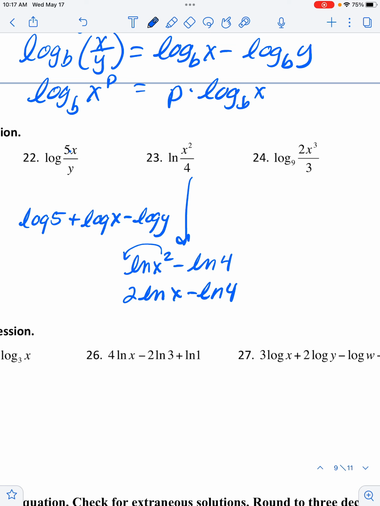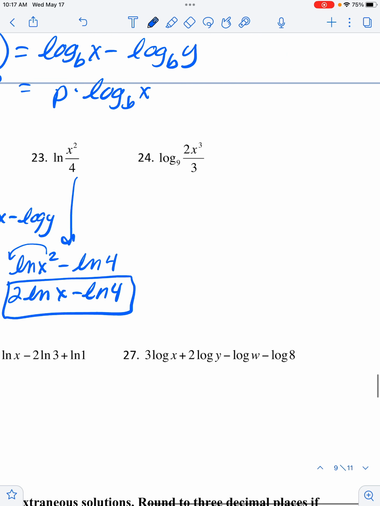So now I am expanding, so I'm done because my powers are out in front and I'm good to go. This last one, I have a lot going on. I have 2 times x cubed over 3, and they're all base 9. So log base 9 of 2. These are both on top, so then log base 9 x cubed. And then on the bottom is log base 9 of 3. So it follows a negative.